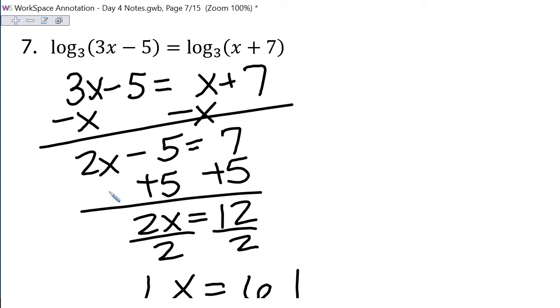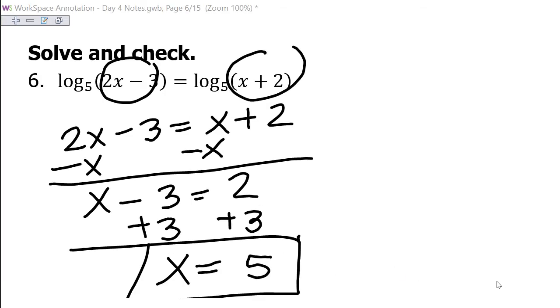Now, real quick, I do need to go back to this previous question, because what were those instructions? Solve and check. So if I put a 5 right here, what's 2 times 5? What's 10 minus 3? Is that a positive number? Yes, so it's good. Because remember we talked about this yesterday, this number in the parentheses can never be negative. So over here, if I put a 5, 5 plus 2, does that give me a negative? No, so make sure you check.